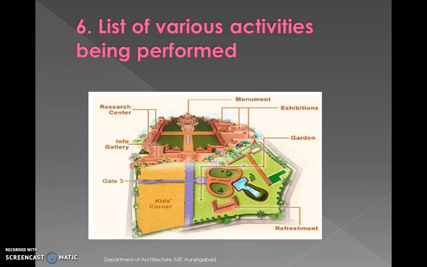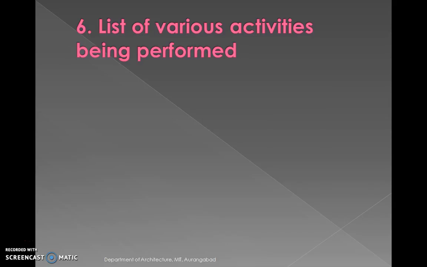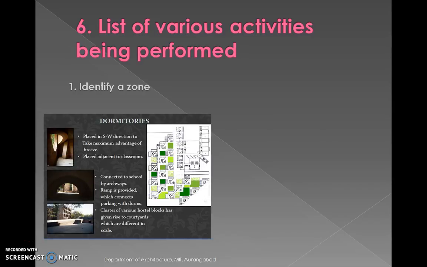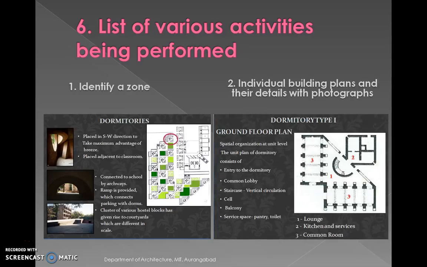The sixth parameter is listing of the various activities that take place on the site. These could be the building structures, the open spaces, the gardens, etc. Thereafter, you have to take up one zone or one activity on the site and detail it out by giving the plans of the individual activities or buildings with photographs of the same.